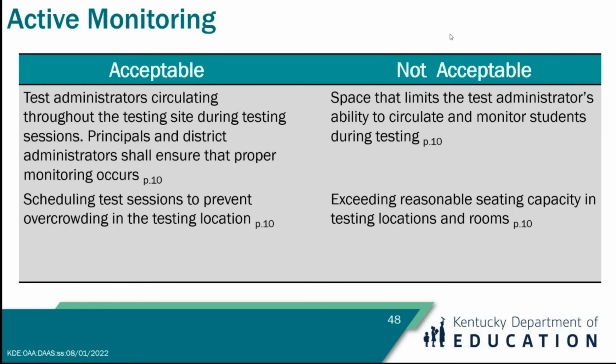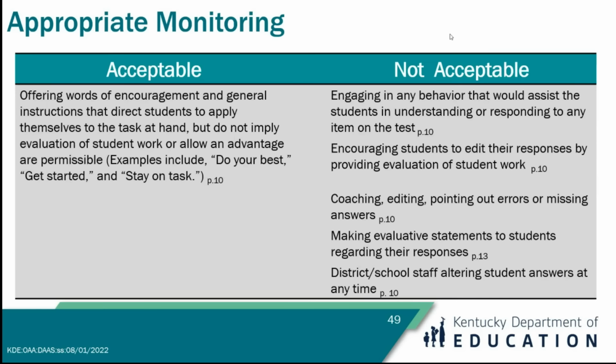Checking email, grading papers, etc. does not allow active monitoring. It is the responsibility of principals and district administrators to ensure that proper monitoring occurs. What is appropriate in active monitoring? Testing staff occasionally walking up and down the aisles of the classroom, staying visual at all times, and ensuring technology is not being used by students.